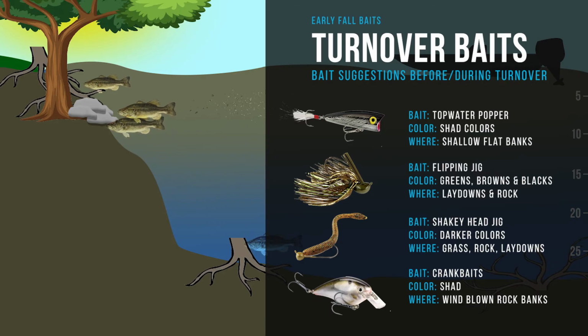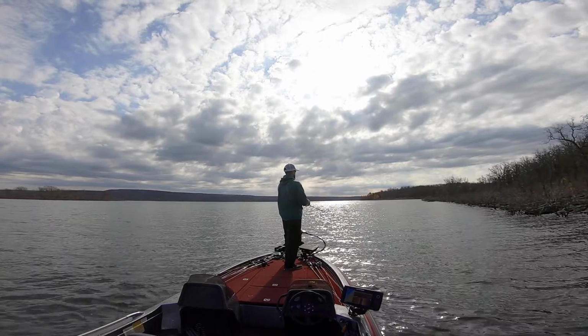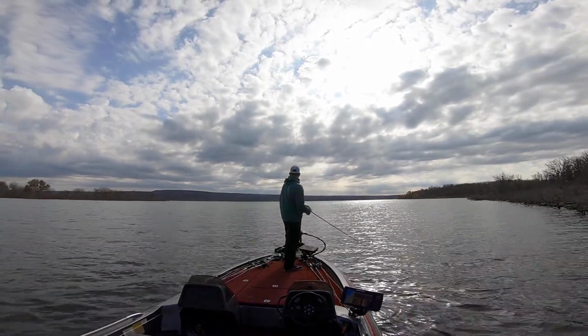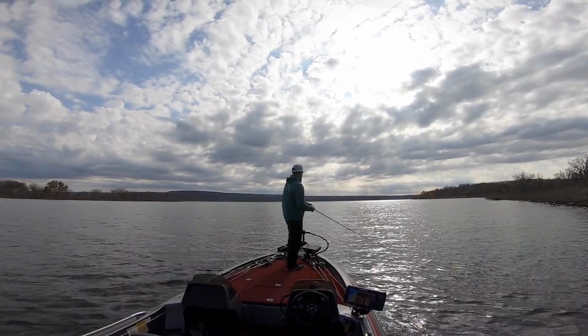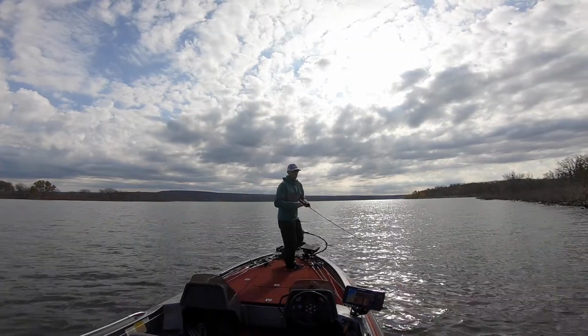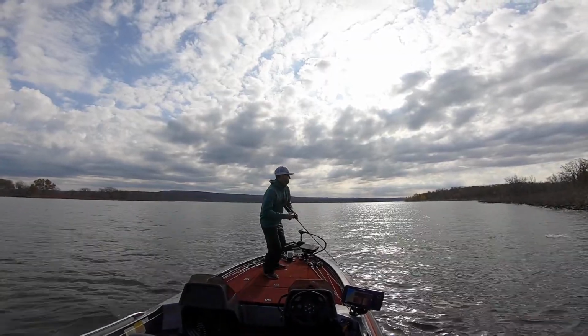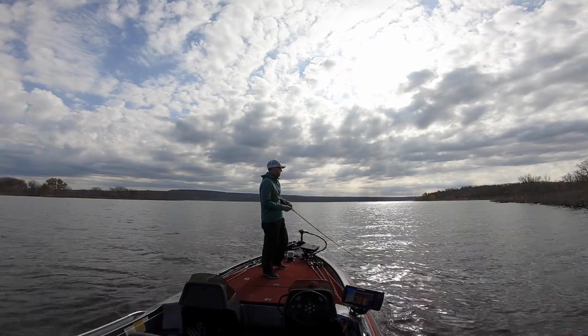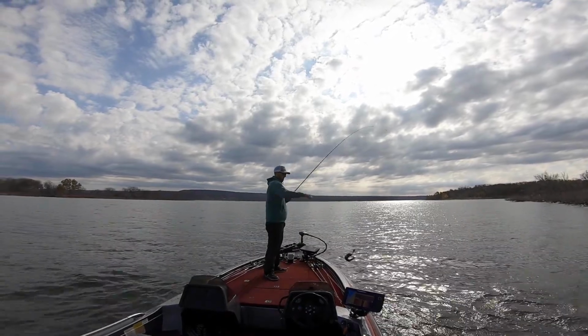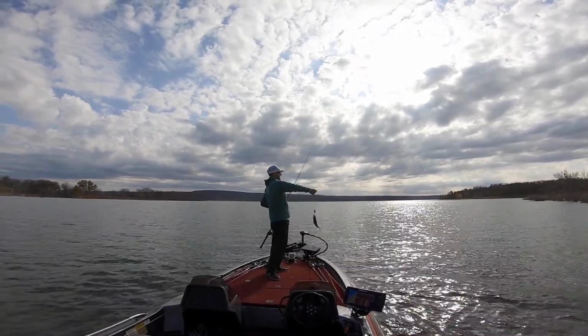Last but not least is a crankbait. A squarebill crankbait is a big bait in the fall. You want to fish this around wind-blown rocky banks, which is usually the best time in the fall, because those fish are going to be around those rocks anyways because of this dirtier water, and they're going to be focusing on bait fish to feed up for winter.